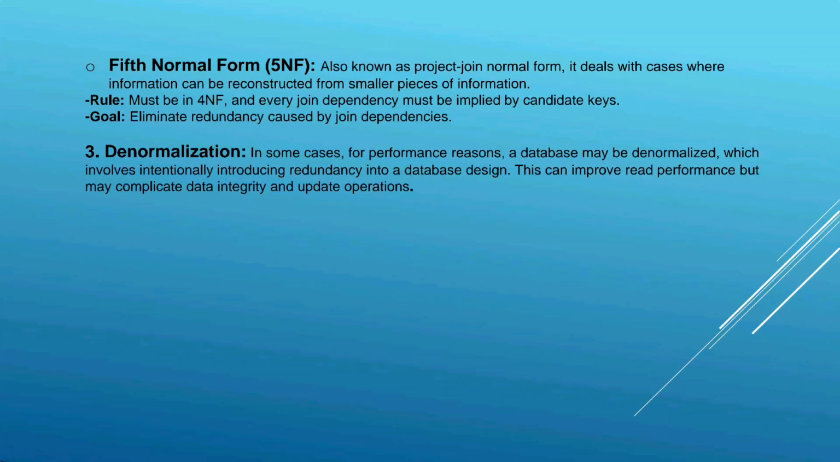Fifth normal form, 5NF, also known as project joined normal form. It deals with cases where information can be constructed from smaller pieces of information. Rules: must be in 4NF, and every join dependency must be implied by candidate keys. Goals: eliminate redundancy caused by join dependencies.